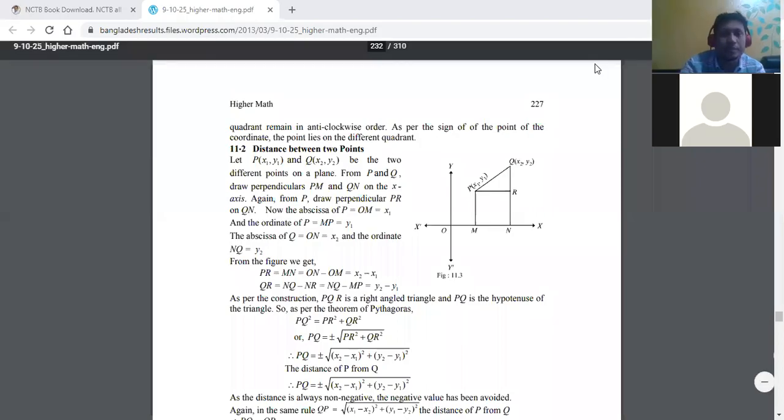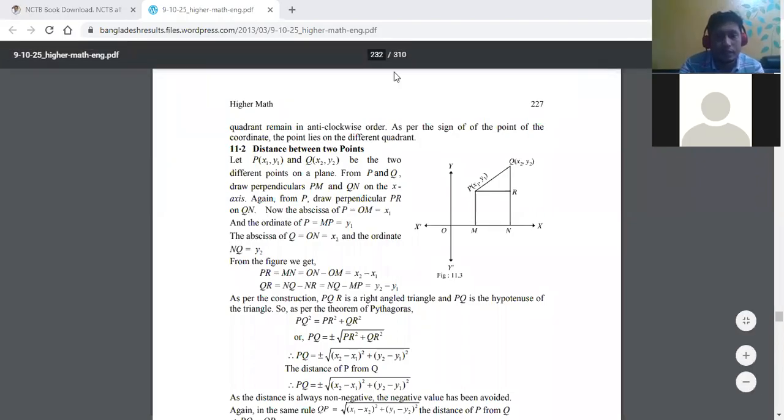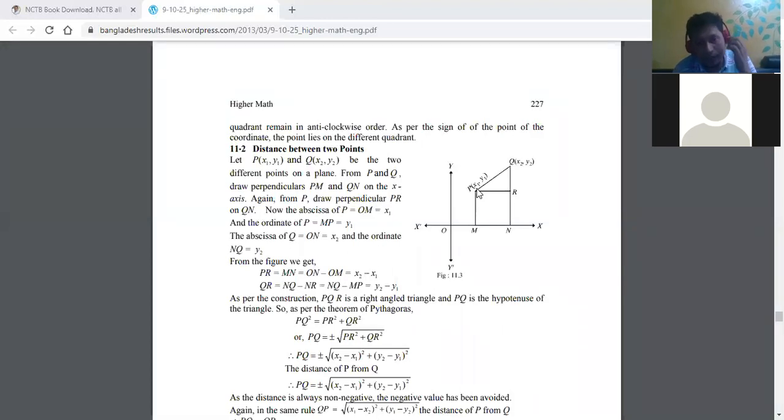Distance between them. We want to find out the distance between the points P and Q. P is a point which lies on the first quadrant. We have considered them lying on the first quadrant for better understanding. Suppose P is a point, Q is another point. We want to find the distance between them.